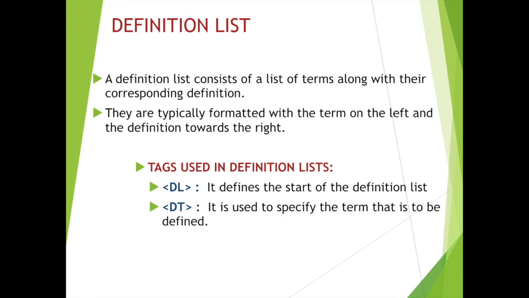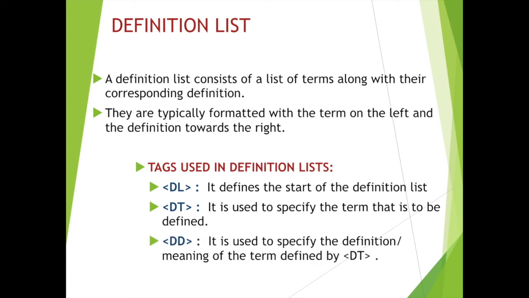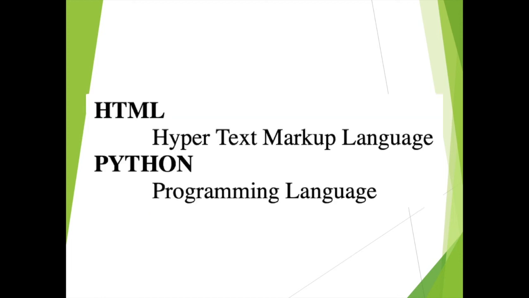After that, we need to specify the term which is to be defined. For that, we use the second tag, which is the DT tag. So DT tag is used to specify the term that is to be defined. So finally, for the meaning of the term, we have the third tag, which is the DD tag. What is the use of DD tag? It is used to specify the definition or the meaning of the term defined by DT tag. Okay, so 3 tags: DL number 1, DT number 2, and DD number 3. So with the help of these tags, we will be creating this definition list.